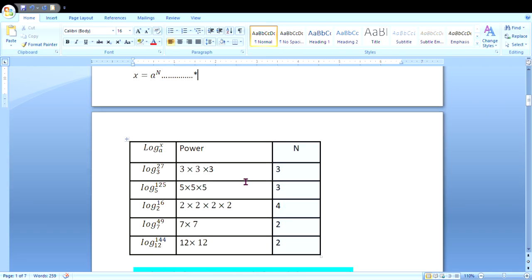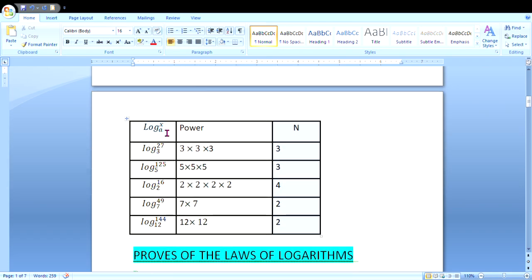Now let's look at this table here. This is log x to base a, this is power, and this is n. Now we have log 27 to base 3. Now we spread this one in form of power.